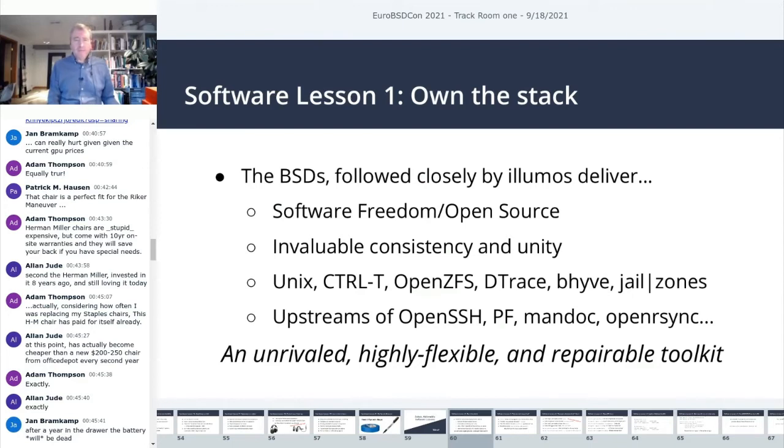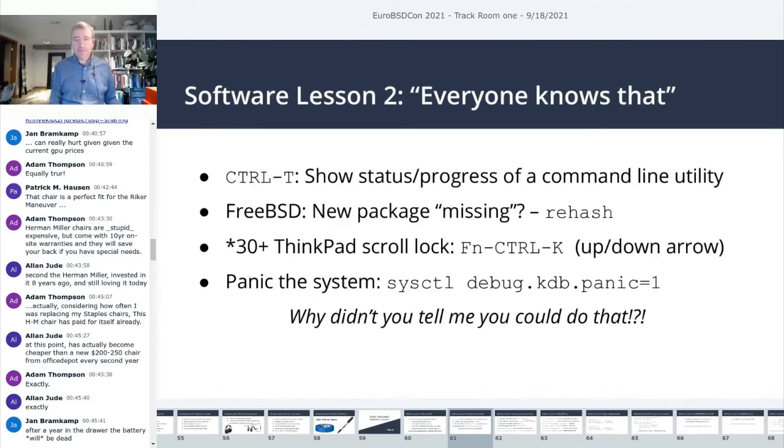The BSDs, bless your hearts, are upstream of OpenSSH, PF, mandoc, OpenRsync. Countless heavy lifting technologies that are well documented, reliable, with cool people. Awesome. I love you all. That is an unrivaled, highly flexible, repairable toolkit. I like this toolkit, and I guess you wouldn't be here if you totally disagreed.